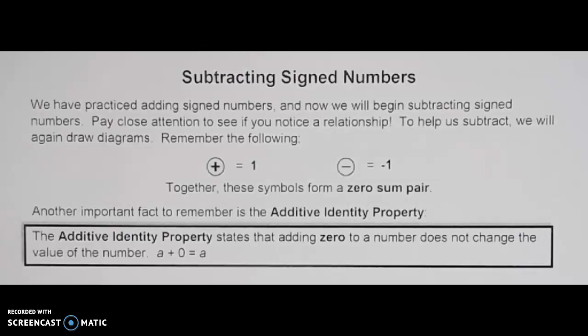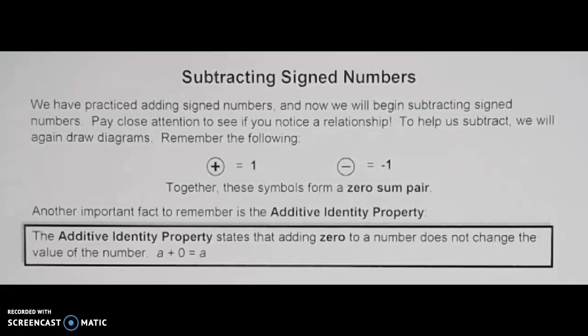In our previous two lessons, we've looked at adding signed numbers, and today we're going to start subtracting signed numbers. We need to pay close attention to see if we know this relationship between these two operations. Between addition and subtraction, there is a unique relationship. To help us subtract, we will again draw some diagrams.